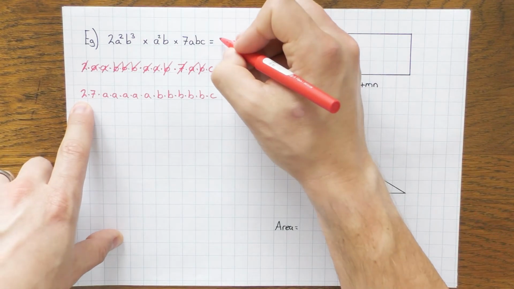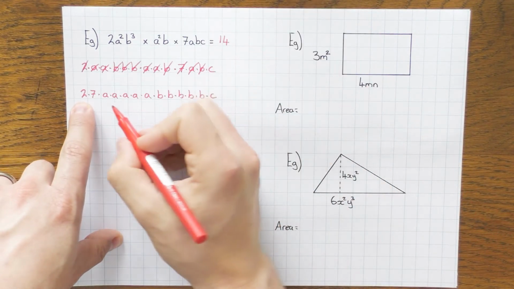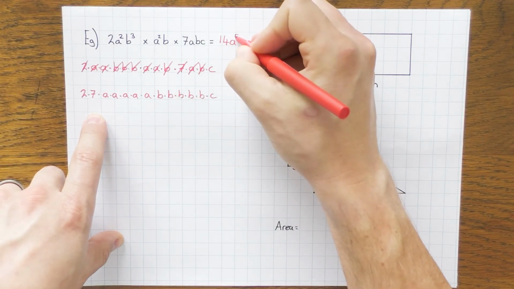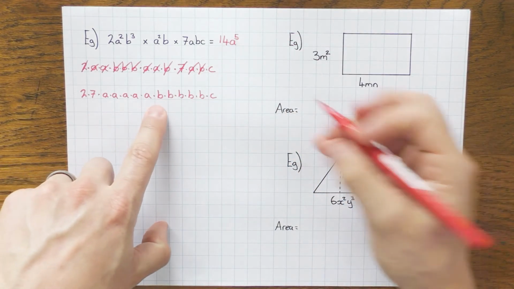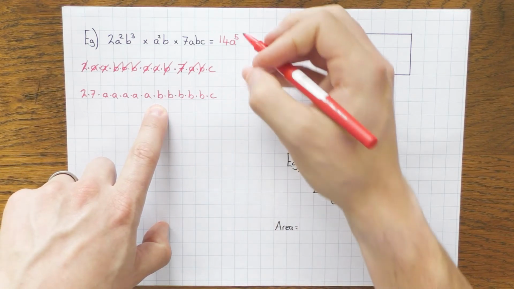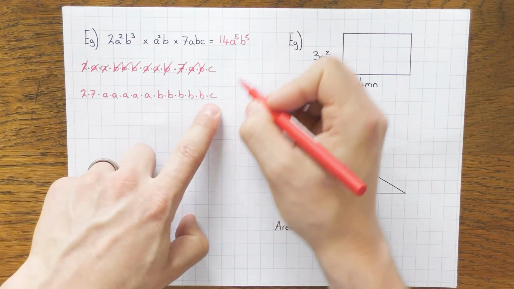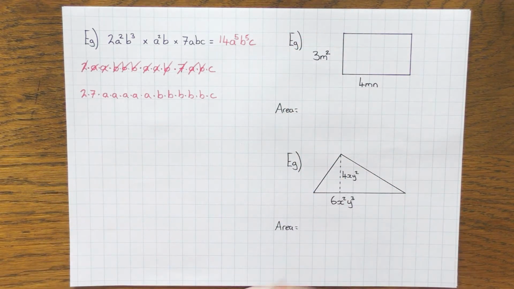So 2 times 7 is 14. How many a's? 1, 2, 3, 4, 5. So I'm timesing a by itself 5 times. So we say that's a to the power of 5. 1, 2, 3, 4, 5 b. So b to the power of 5, timesing that by itself 5 times. And then I just have the c at the end.